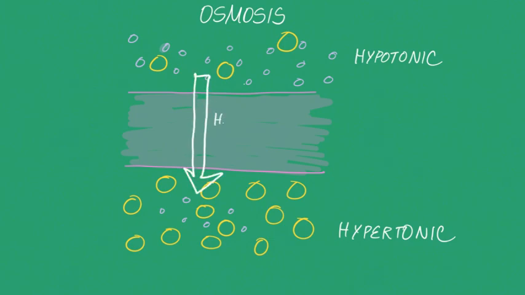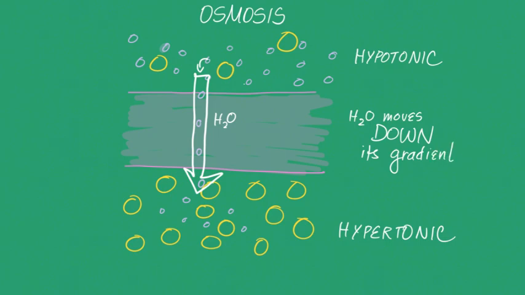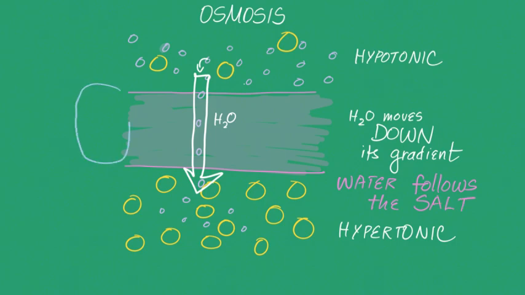So osmosis is the movement of water from a region of high concentration to low concentration across a semi-permeable membrane, which is the phospholipid bilayer. So we say that water moves down its gradient, and the most practical way to remember osmosis is that water follows the salt.